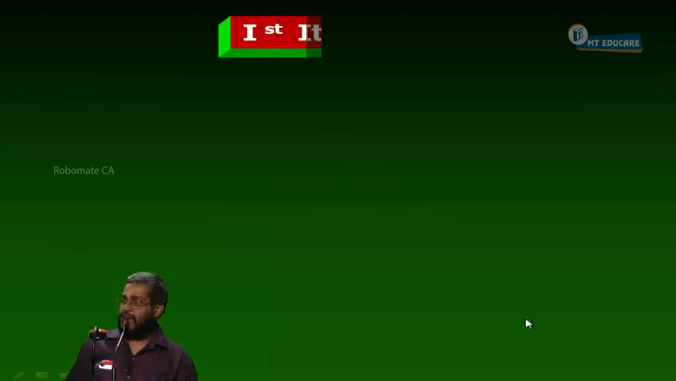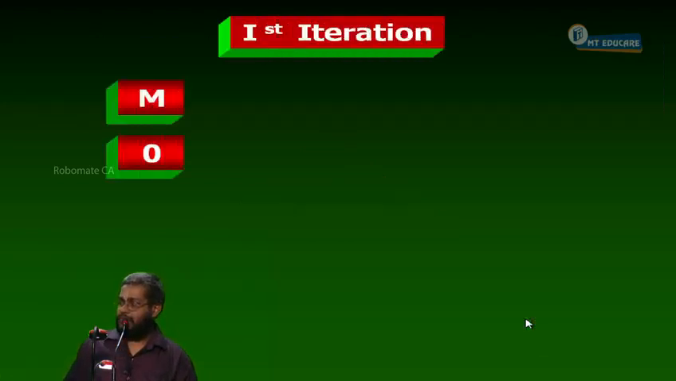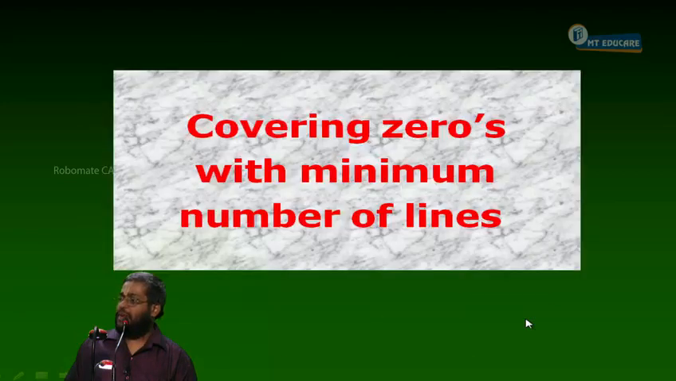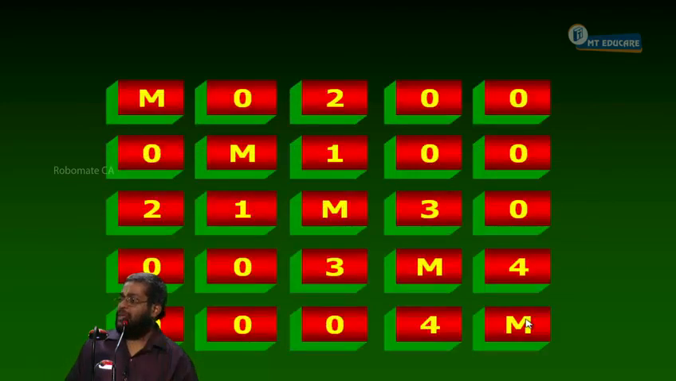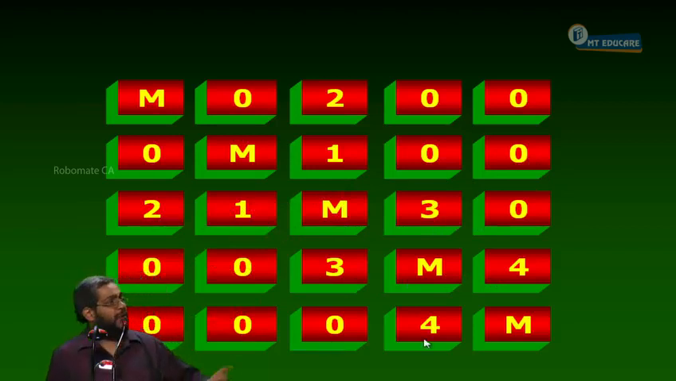Tell me the matrix once again. What is the number here? M, M, 0. Just read from left to right. Okay. What is the number? M, 0, 2, 0, 0. 0, 0, M, 1, 0, 0. 2, 1, M, 3, 0. 0, 0, 3, M, 4, 0, 0, 0, 4, M. Have you all finished writing the matrix or not?